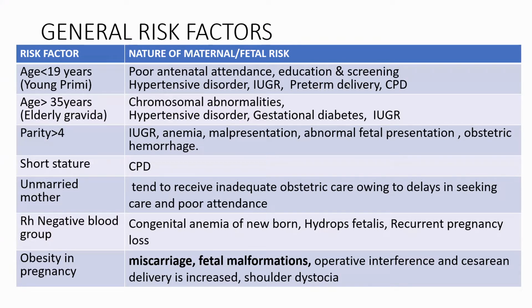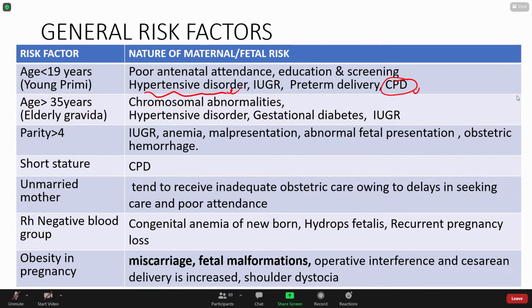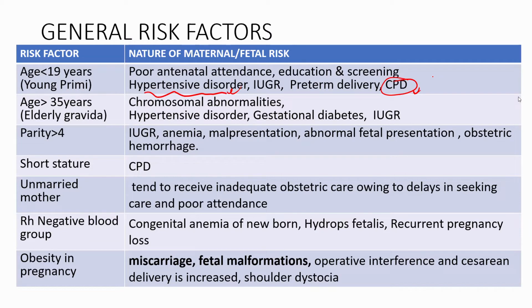So remember, not only advanced maternal age, but age less than 19 is also a risk factor for hypertensive disorder. Okay, so they are also likely to develop hypertensive disorder. Similarly, IUGR and preterm delivery, CPD, because there is a tendency the pelvis is relatively small. It's not well matured. The age of full maturity of the pelvis is around age 21. So less than 19 years there is a tendency of cephalopelvic disproportion.